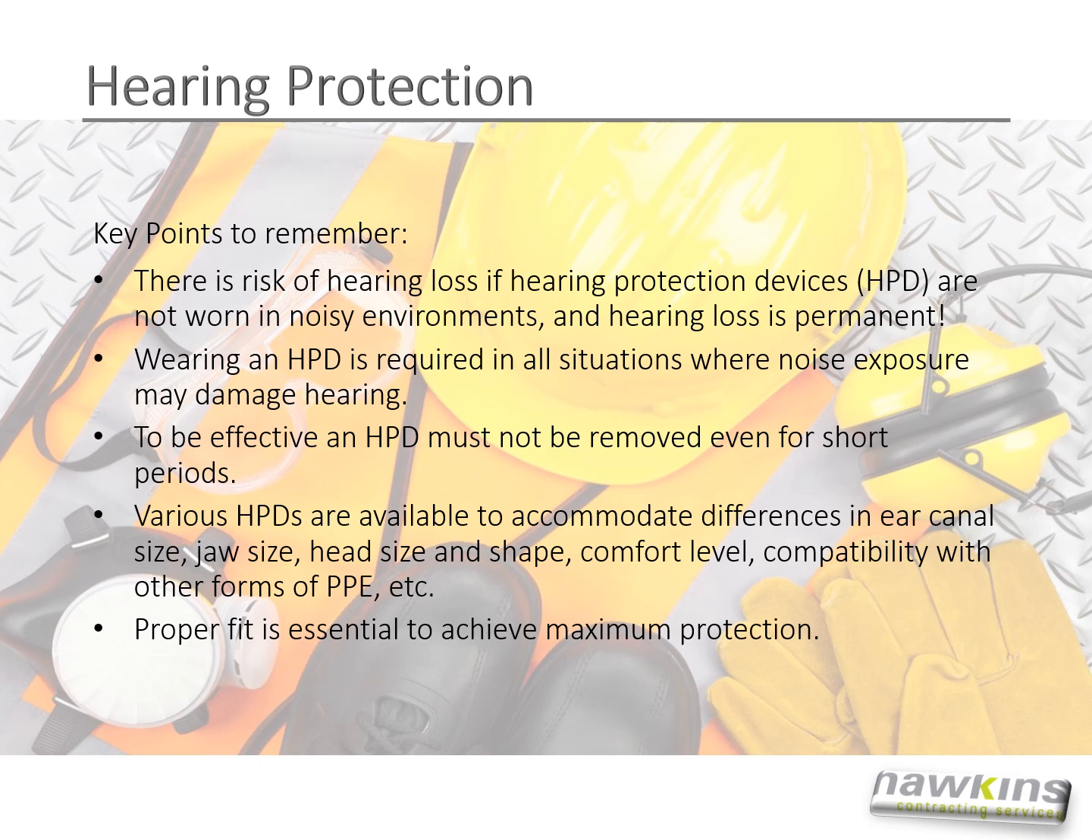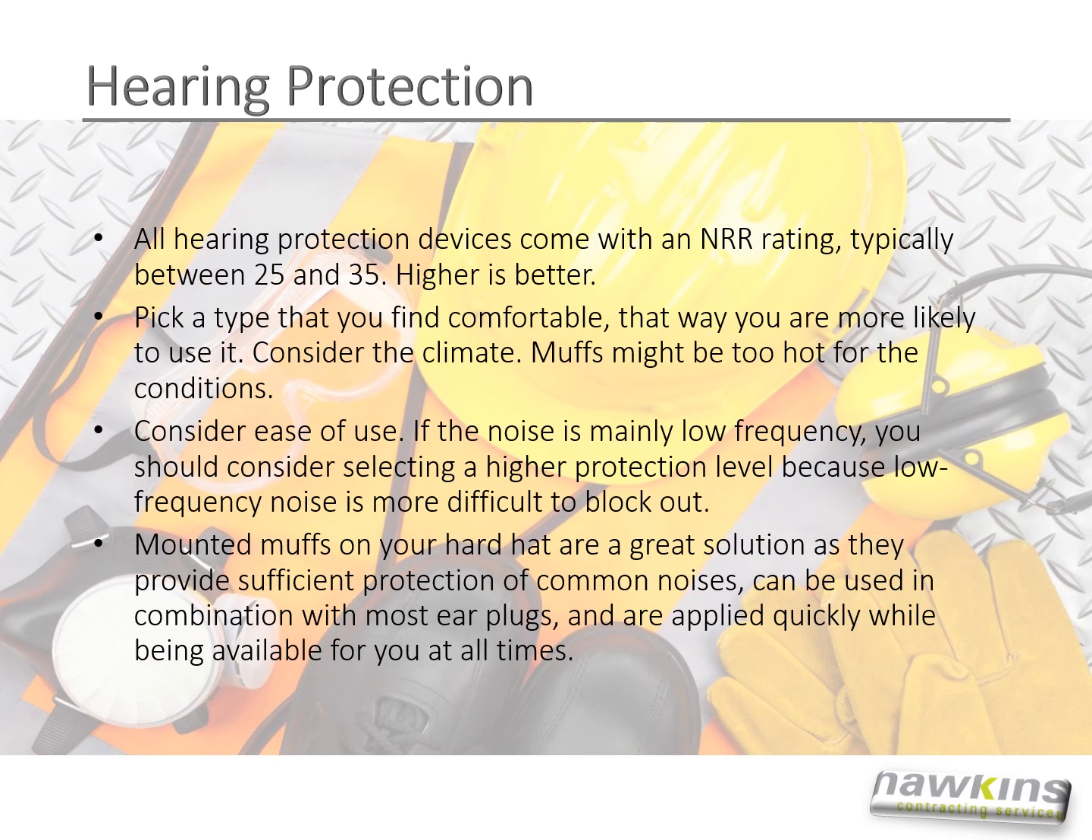Various HPDs are available to accommodate differences in ear canal size, jaw size, head size and shape, comfort level, compatibility with other forms of PPE, and so on. And proper fit is essential to achieve maximum protection. All hearing protection devices come with an NRR rating, typically between 25 and 35. Higher is better. Pick a type that you find comfortable. That way you are more likely to use it.